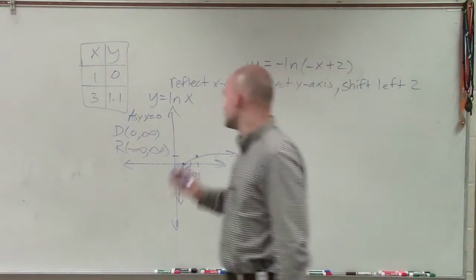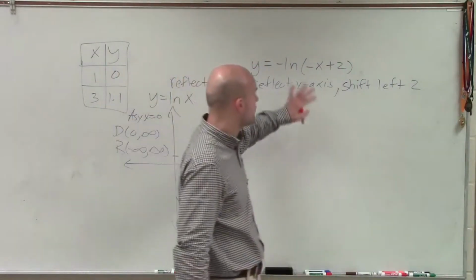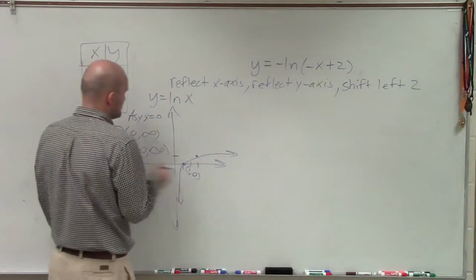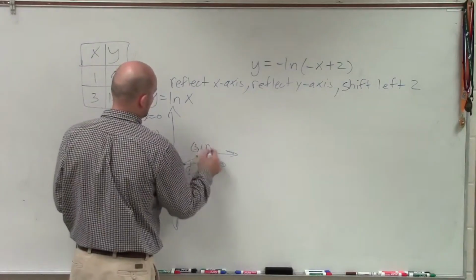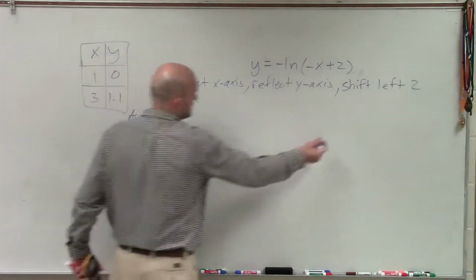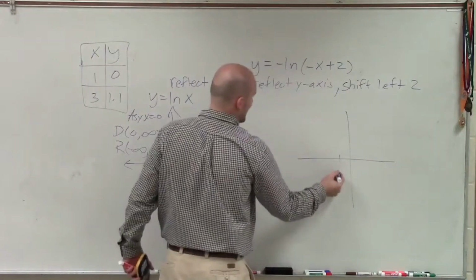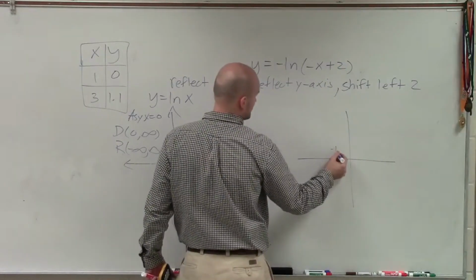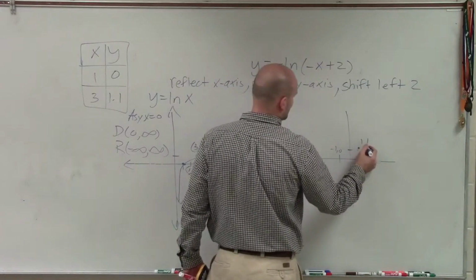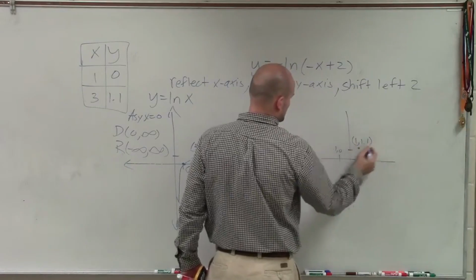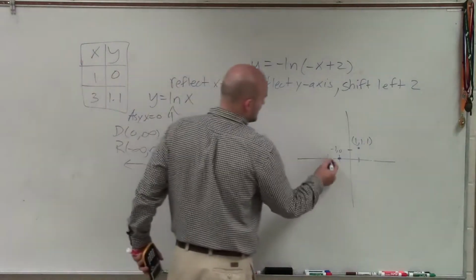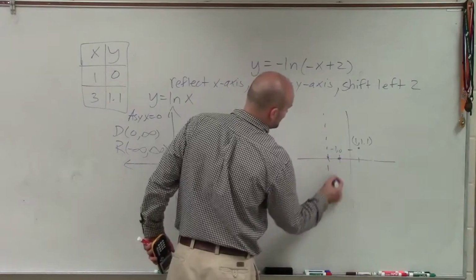All right, so now we have these transformations. The first transformation that I'm going to want to apply before I do my reflections is my shift left 2. So currently, I have 2 points, 1, 0 and 3, 1.1. If I shift this graph over two units to the left, I'm now going to have a new point at -1, 0, and I'll also have 1, 1.1. And my asymptote, instead of being at 0, would now be at -2. So if I was going to graph this, it would look something like that.